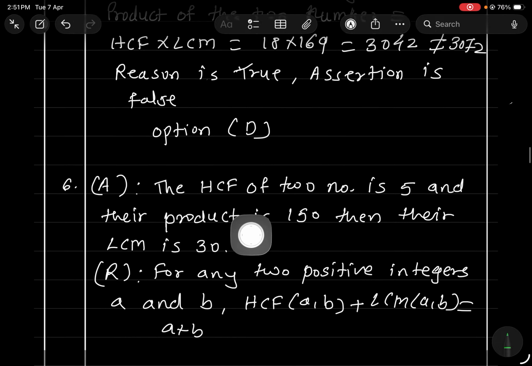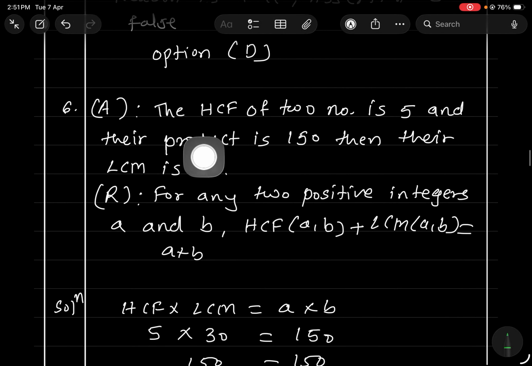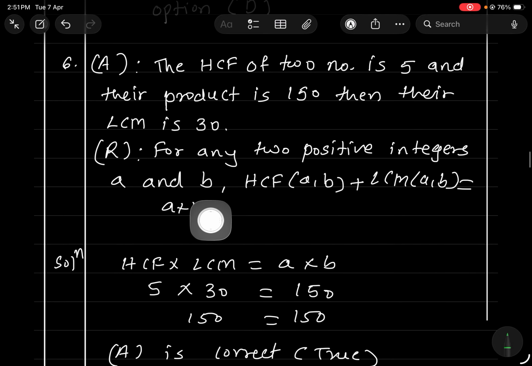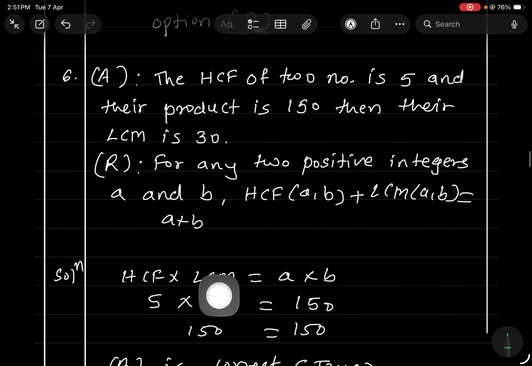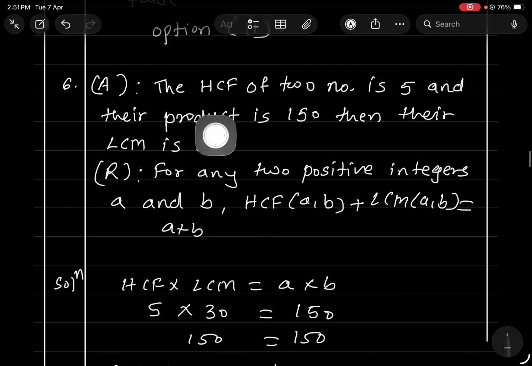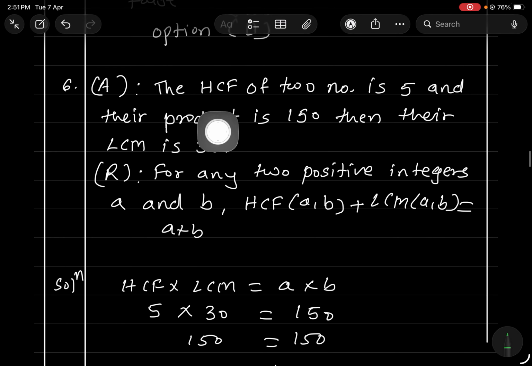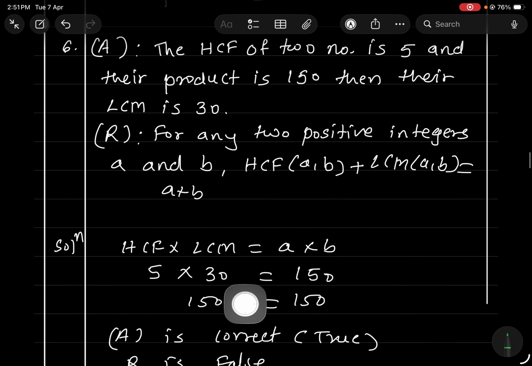So we know what option D is that we studied. Now here the assertion: the HCF of two numbers is 5 and their product is 150, then their LCM is 30. Reason: for any two positive integers A and B, HCF of A and B plus LCM of A and B equal to A into B. So here, first we have to check this assertion, where the HCF of two numbers is given.